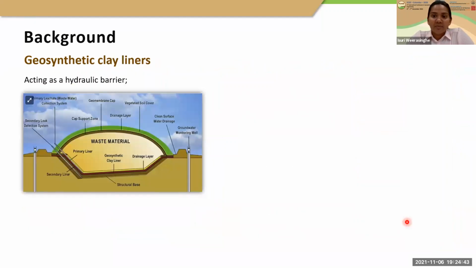GCLs mainly serve the purpose of hydraulic barriers. If you look at this example of landfill, these are designed to dump waste, and the dumped waste decomposes with time and converts into leachate. The leachate submerges into the underlying soil, contaminating the ground and groundwater aquifers. To prevent this, a liner is designed at the bottom of these containment facilities, and the GCL acts as a main hydraulic barrier, obstructing the flow of liquid into the underlying ground.